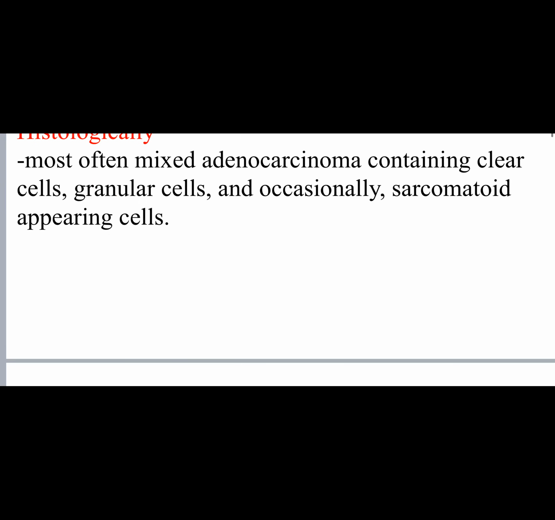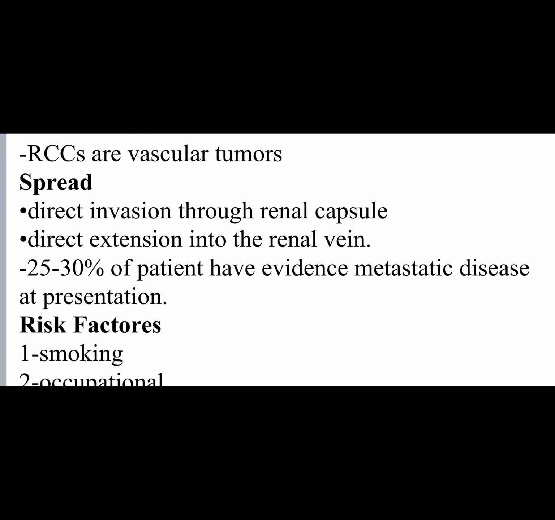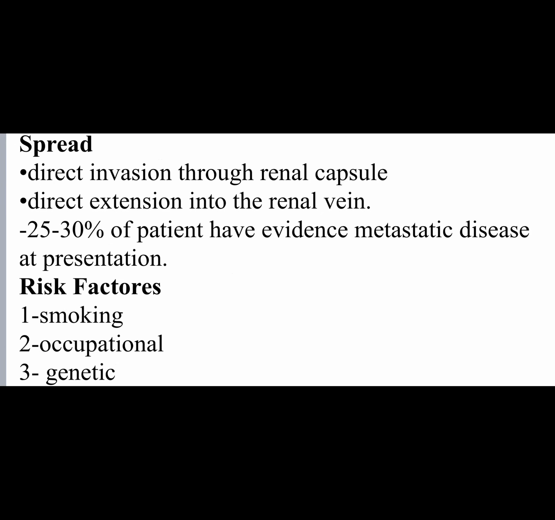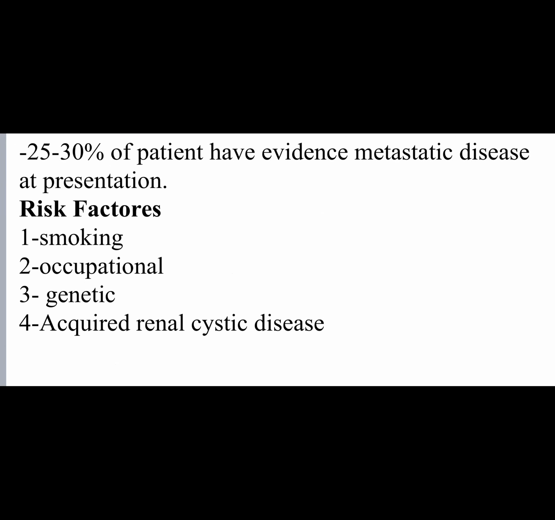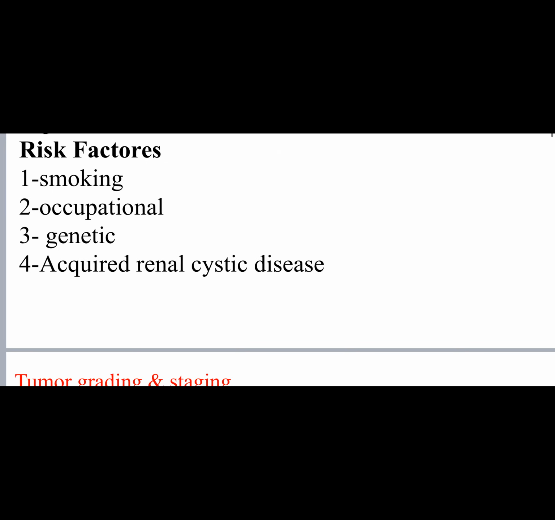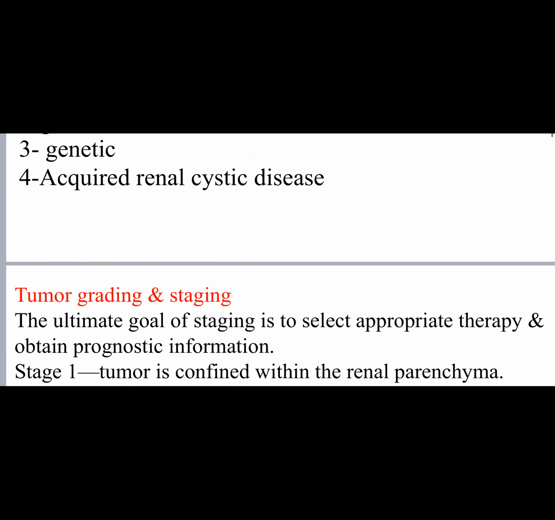RCC is a vascular tumor. Spread: direct invasion through the renal capsule and direct extension into the renal vein. 25 to 30% of patients have evidence of metastatic disease at presentation. Risk factors: smoking, occupational, genetic, and acquired renal cystic disease.